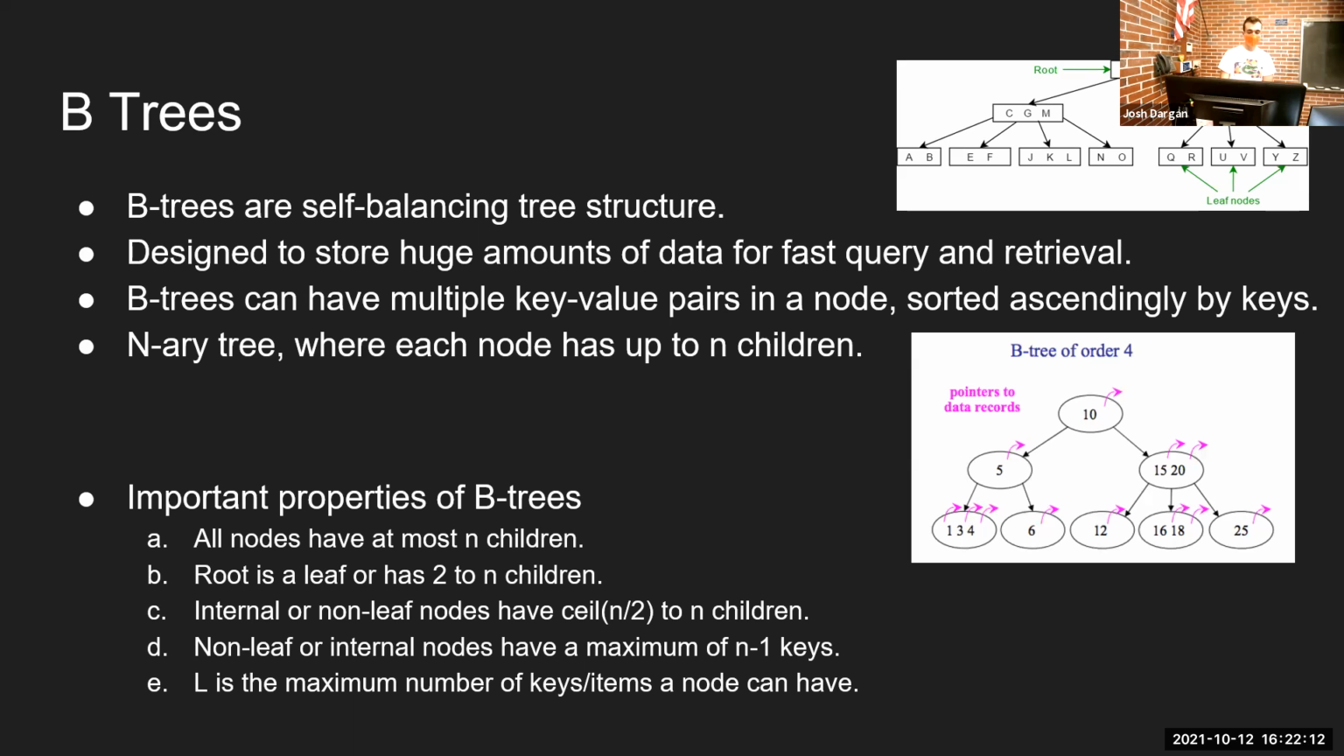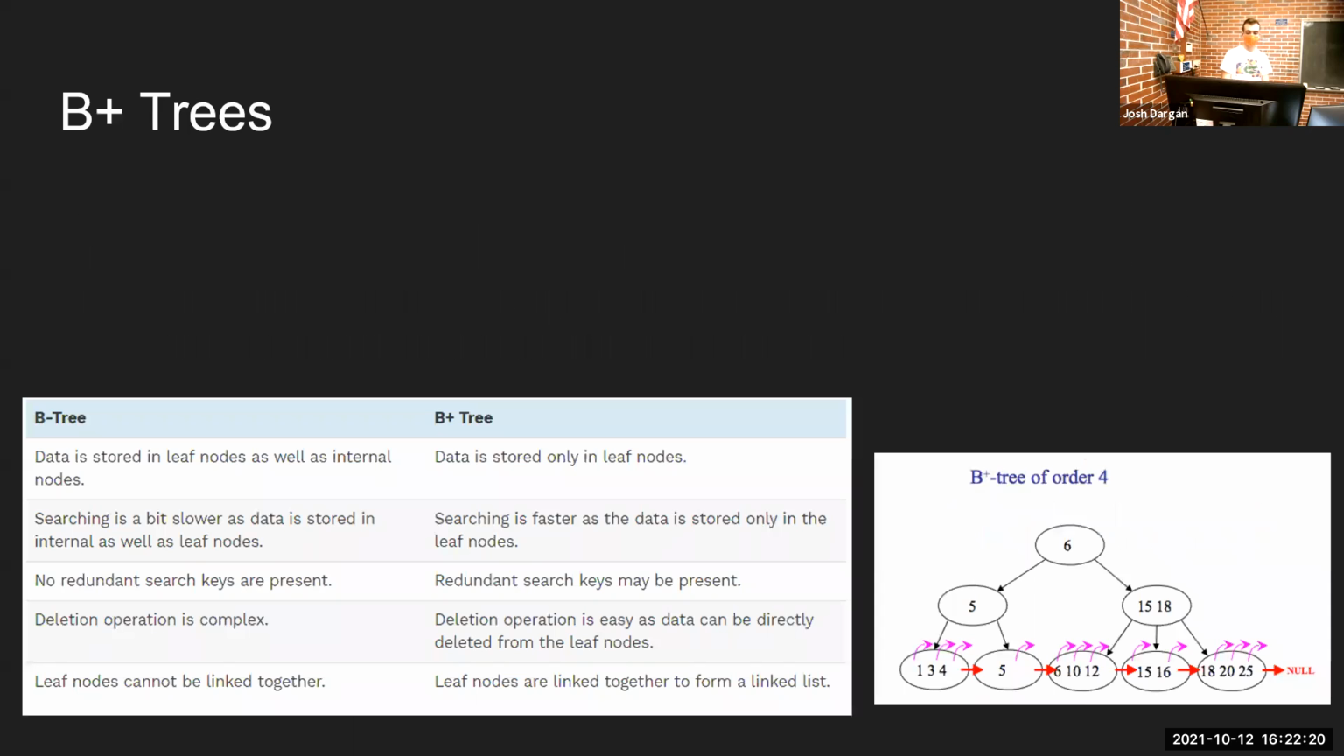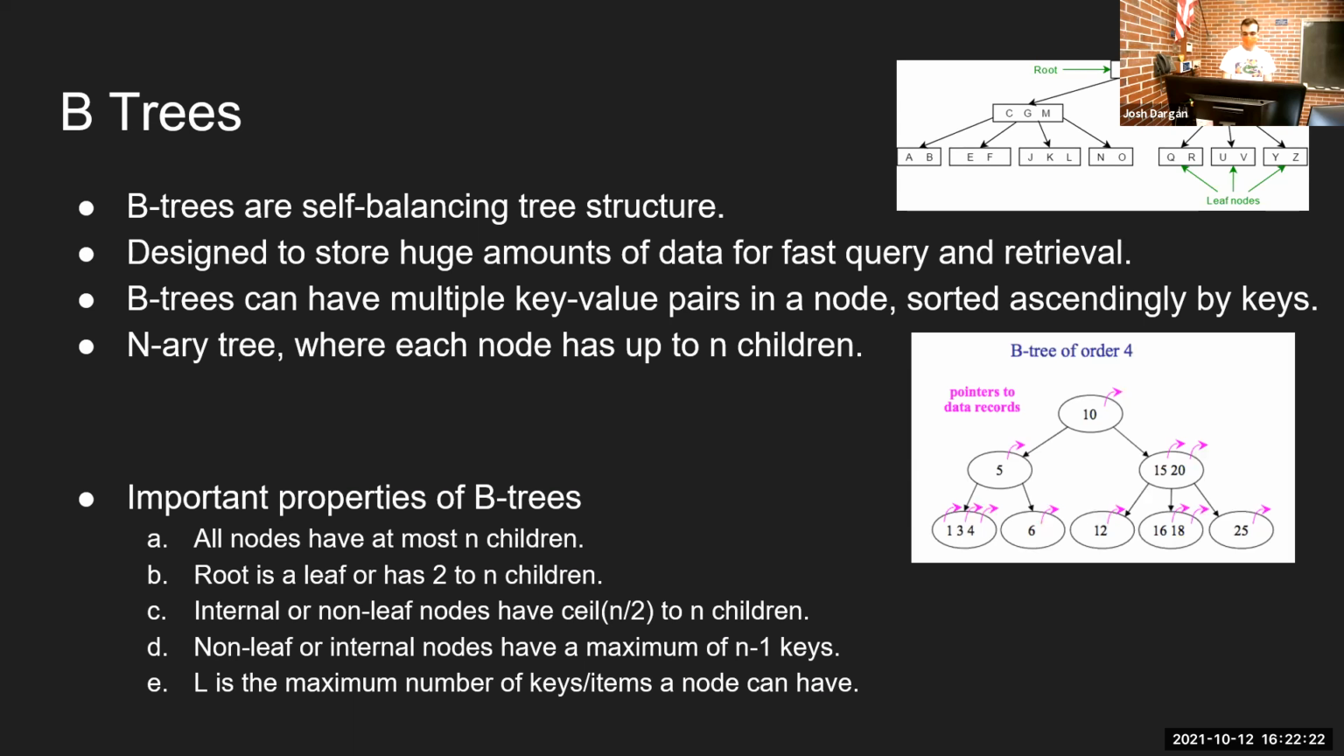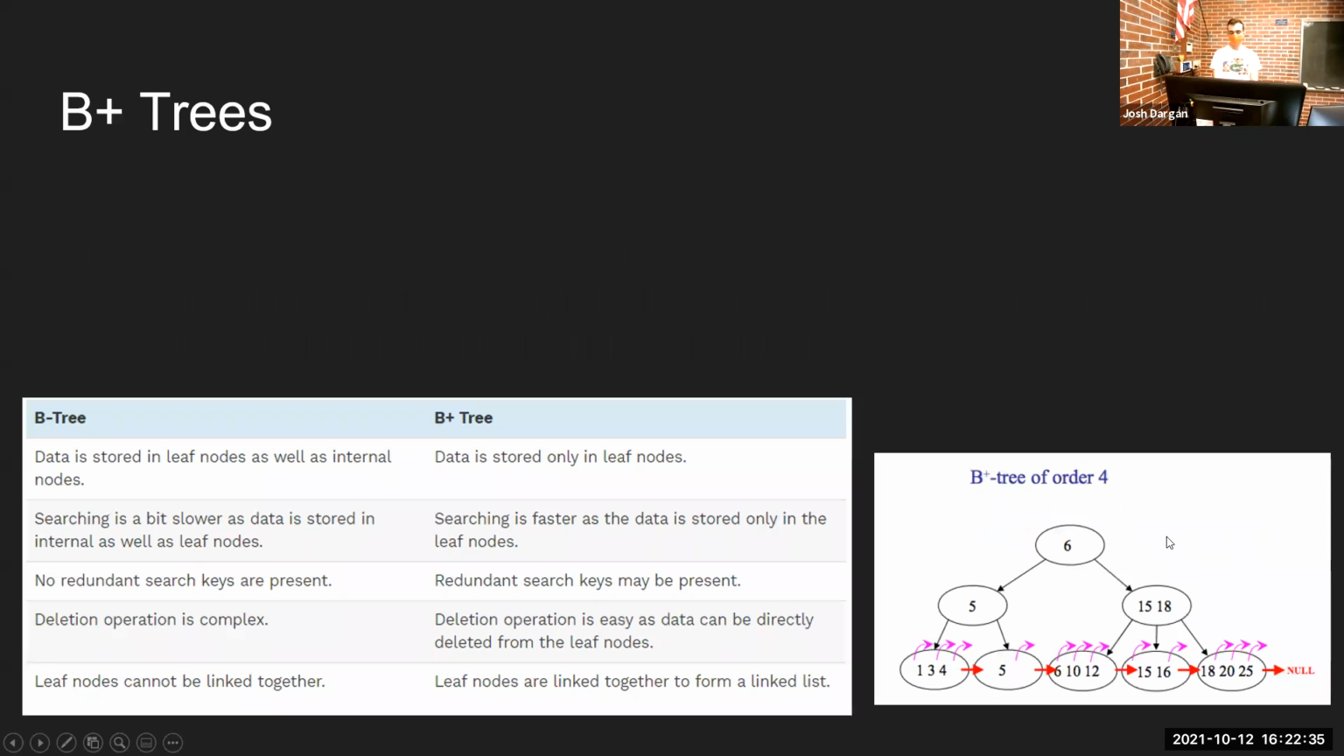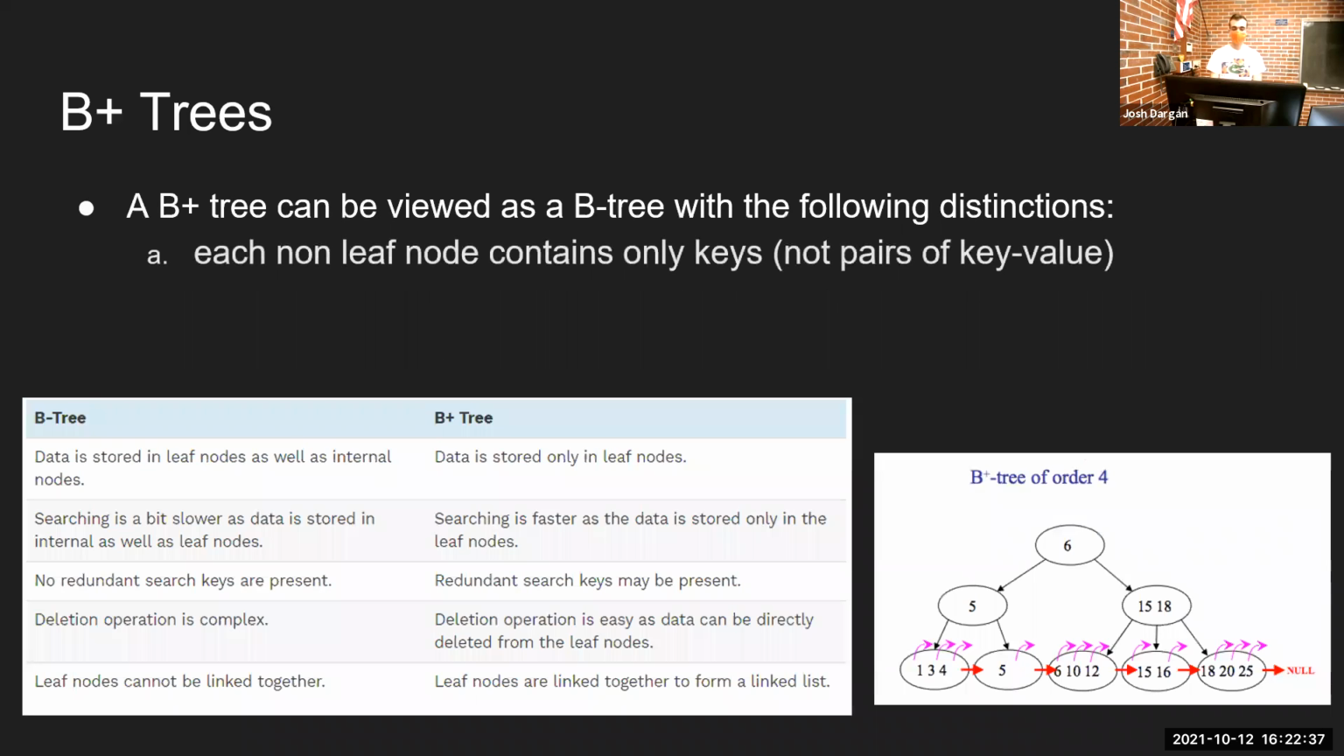And then L is the maximum number of keys or items a leaf node can have. So in this tree here, for example, you can see that it appears that L is equal to 3 and n is also equal to 3, but they don't have to be the same. Although I think for the majority of the examples that we've shown, they are the same.